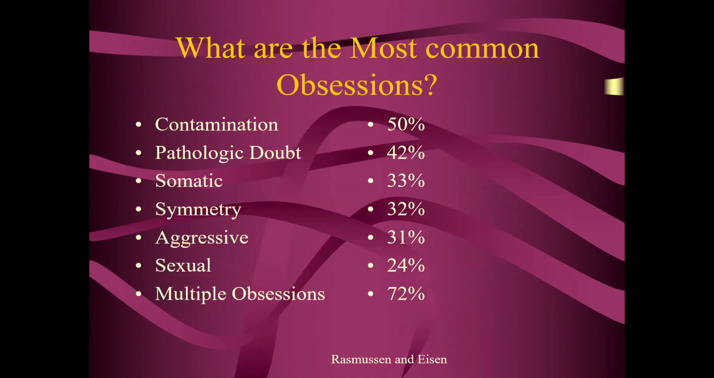Now, the most common obsessions: things like contamination, pathological doubt. Did I turn off the stove? Did I lock the door or not? Somatic obsessions, symmetry, needing to line things up. Aggressive and sexual obsessions are very common in people. Worried they're going to hurt somebody, worried they're going to rape somebody, worried that they're a pedophile, worried that they're the wrong sexual orientation, whatever. Again, all symptoms that are very common, and most people have multiple obsessions.